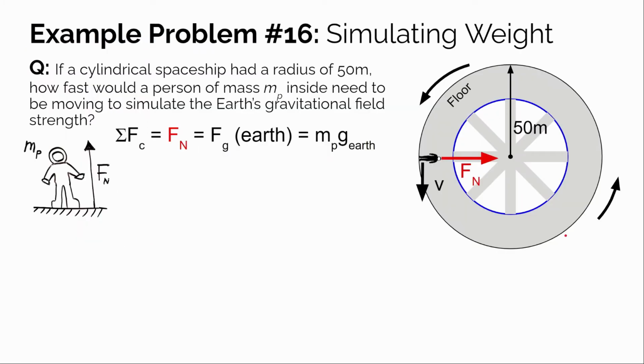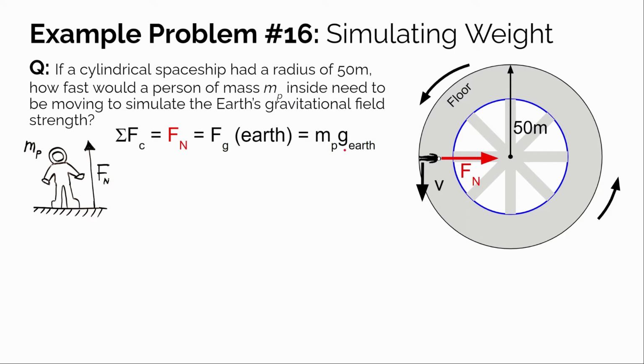Let's say we had a circular space station which had a radius of 50 meters, and so the person's feet are essentially 50 meters from the center point of rotation. Let's find out how fast we need to make this person move, their tangential velocity, so the normal force they feel is the same size as that on the Earth, which is just equal to the mass of the person times the gravitational field strength of the Earth.